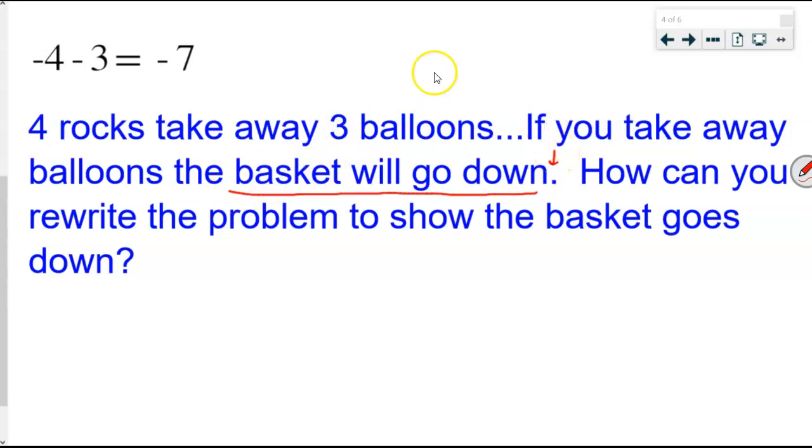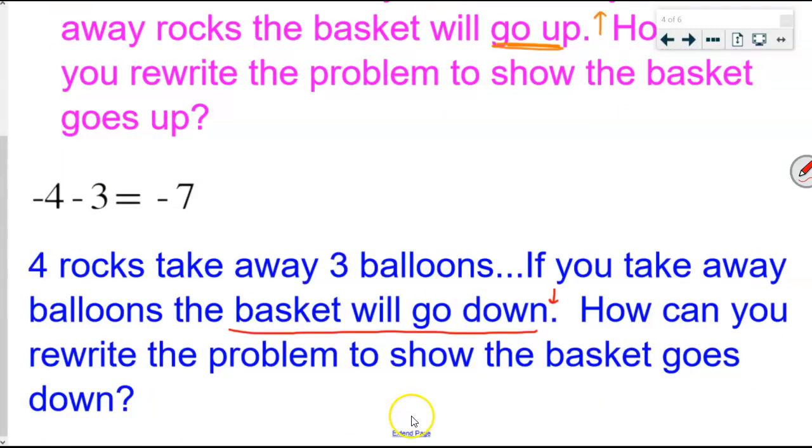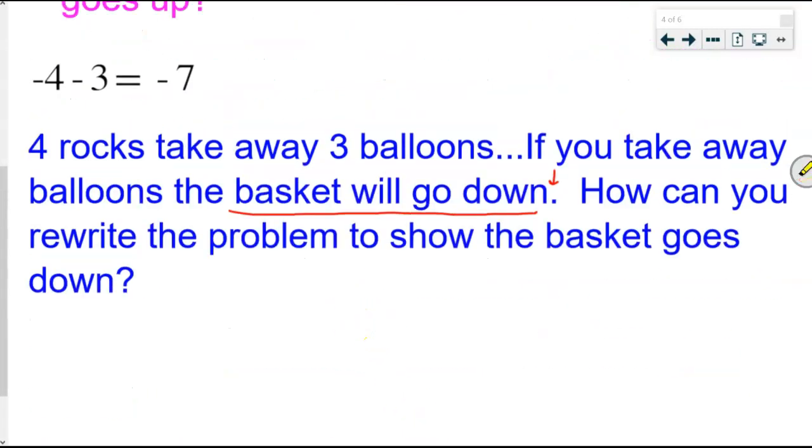And as we discussed right here, how else can I make the basket go down? I can add rocks, or in other words, add a negative. So I want to make this change once again. But the things that are not going to change, I'm not going to change where I'm starting. I still want to start at -4 with 4 rocks in the basket. And this problem still needs to end in the same place. We're going to end with -7 or 7 rocks in the basket. So what changes do I need to make here?